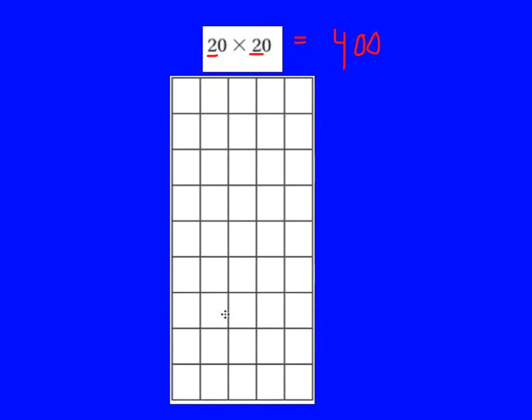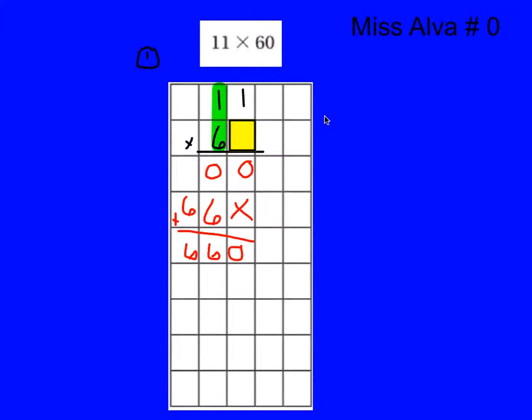Remember, the mental math only works when you have zeros. Let's look back at this problem. Could I answer this one using mental math? Absolutely. What is 6 times 11? 66. And how many zeros am I going to add?